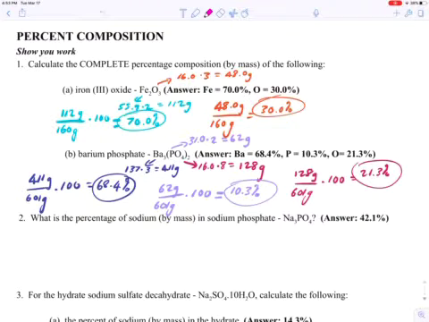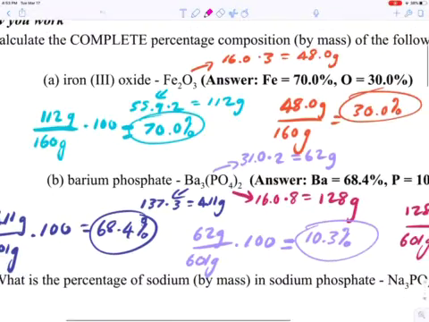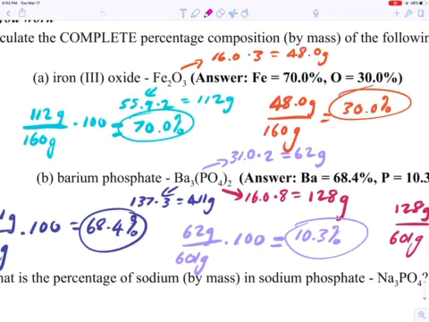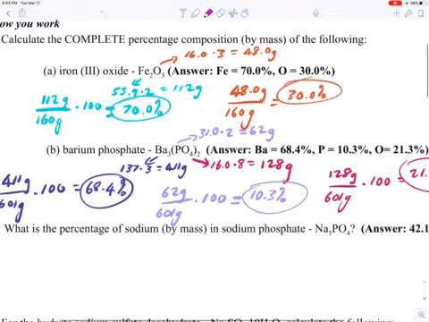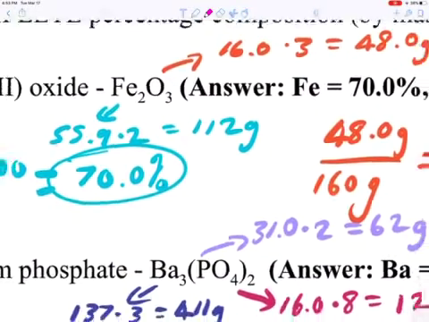So I'm going to go through number 1 with you. It says calculate the complete percentage composition by mass of the following. We've got iron 3 oxide. That's the name of it. Don't worry about the 3 for now. You can think of this as iron oxide if you want, but it is actually called iron 3 oxide. So looking at the formula, it's Fe2O3.